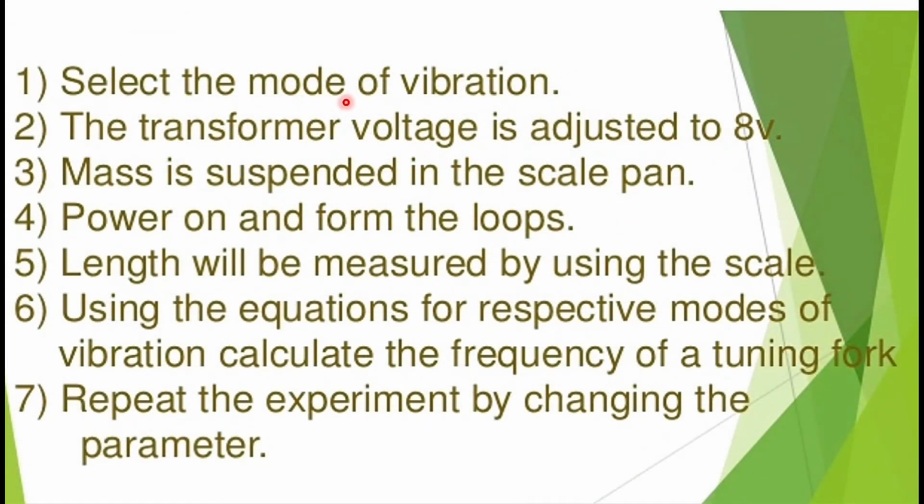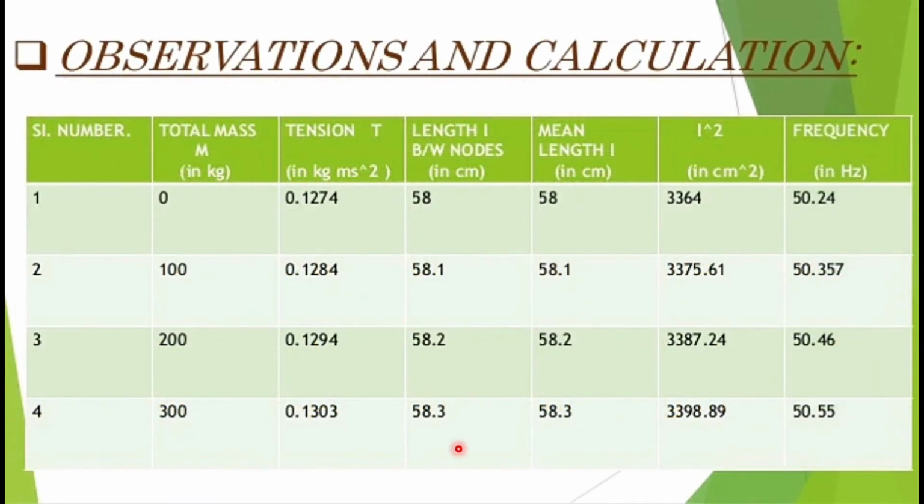These are the 7 steps that we are going to follow in this video. We select the mode of vibration. The transfer voltage is adjusted to 8 volt. The mass is put on and off. Length is measured using a scale, using the equation. Then we repeat the experiment by changing the parameters. For this I have given small rough values. We have to tabulate like this, and try to get the average frequency like this.